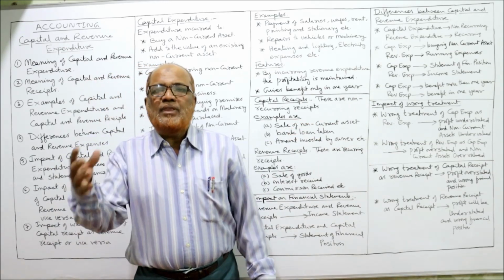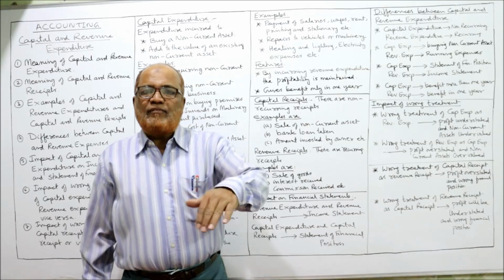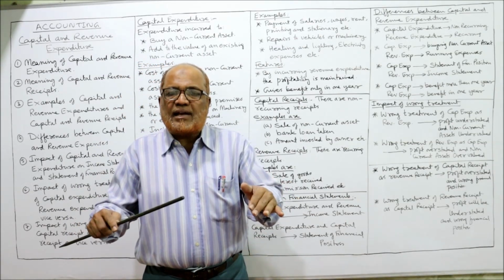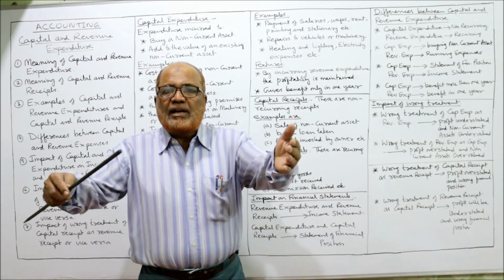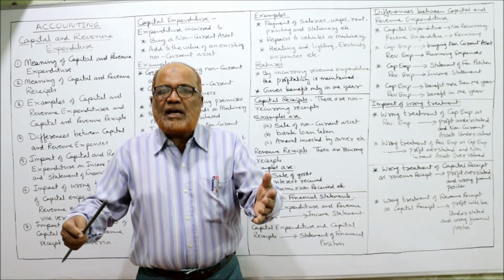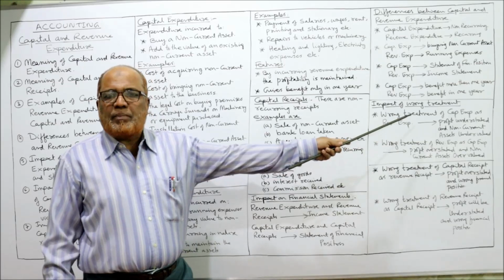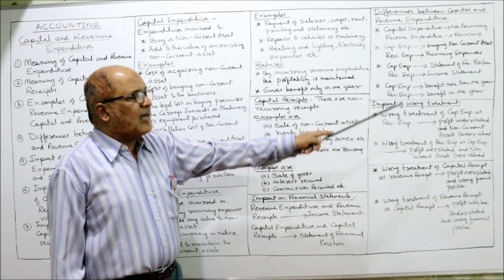Revenue expenditure, the benefit will expire within 1 year. Example, when we pay for electricity, that means the benefit of this electricity will expire within 1 year. When we pay salaries, we'll get the services of employees only in 1 year. When we pay printing and stationery, we'll get the benefit only in 1 year. So revenue expenditure benefit 1 year, capital expenditure more number of years. These are some of the differences.